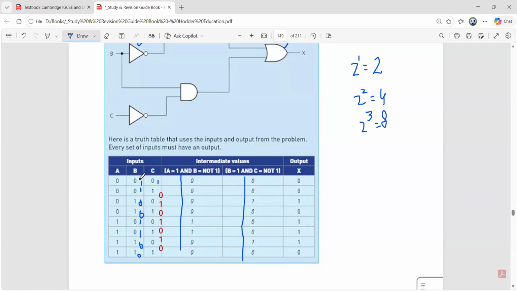And then you can see B is 0 and not C is 1, the result is 0. B is 0 and not C is 0, the result is 0. B is 1, not C is 1, the result is 1. B is 1 and not C is 0, the result is 0. B is 0 and not C is 1, again the result is 0. B is 0, not C is 0, the result is 0. B is 1, not C is 1, the result is 1. B is 1, not C is 0, and again the result is 0. So this is how you can get the values for the second column, and this is done for the first and second column. Any questions?